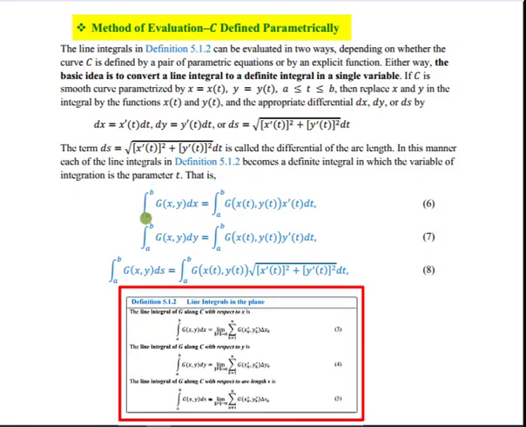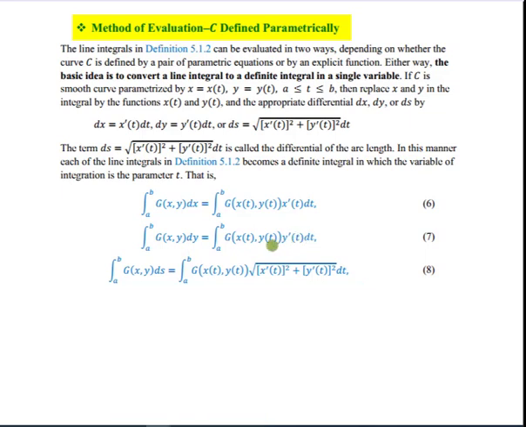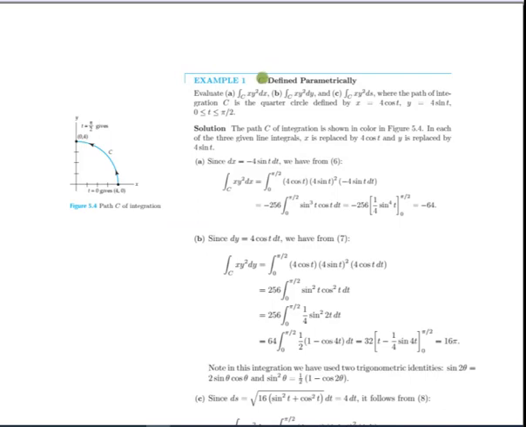That is, the integral from a to b of g(x, y) dx equals the integral from a to b of g(x(t), y(t)) x'(t) dt. Here you can see that we replace dx by x'(t) dt. In equation 7, we replace dy by y'(t) dt, and in equation 8 we replace ds by the square root of x'(t)² plus y'(t)². Now look at the example.